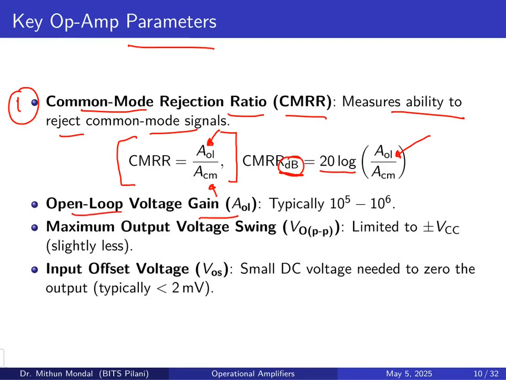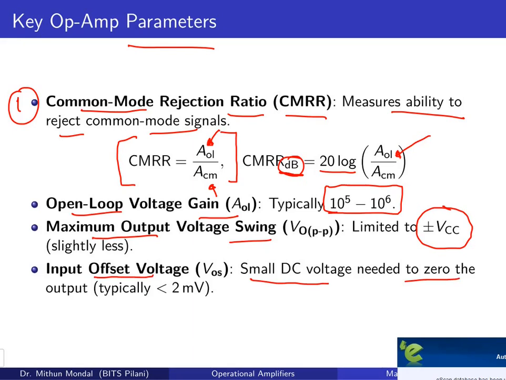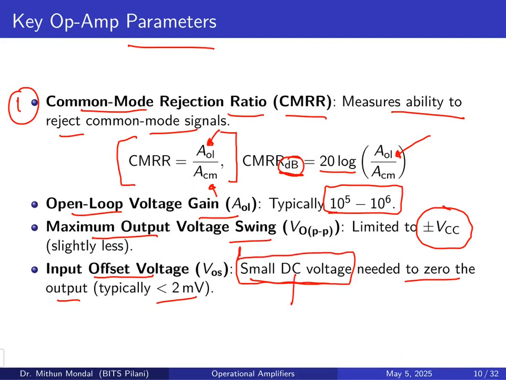The open loop voltage gain typically lies in the range of 10 to the power 5 to 10 to the power 6, which is quite high. Maximum output voltage swing is limited by the supply voltage plus minus VCC. The offset voltage at the input is a small DC voltage which is needed to zero the output, typically less than 2 millivolt. So you need to give a small amount of DC voltage. If you do not give this small amount of DC voltage, which is known as the offset voltage at the input, then it will not make the output zero.